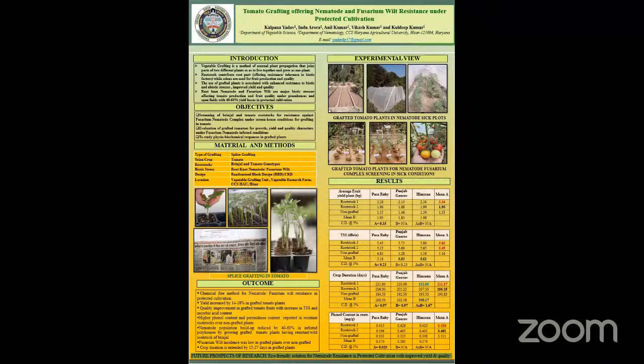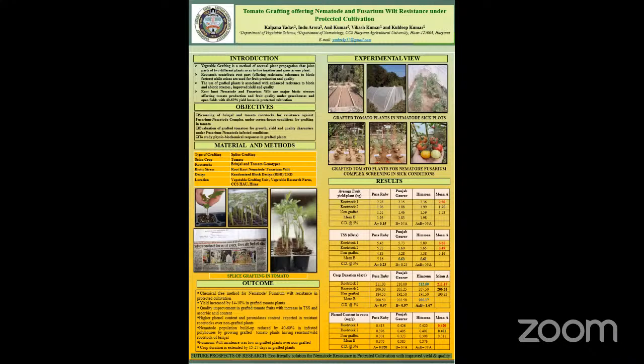The objective of my research: firstly, we have screened different brinjal and tomato rootstocks for resistance against the fusarium nematode wilt complex, and these rootstocks were also pre-screened in different experiments against root knot nematodes. Among these rootstocks, we have chosen two most significant ones which gave better results. We have also evaluated the grafted tomatoes for growth, yield, and quality characters under fusarium nematode infested conditions, and we have also studied the physio-biochemical responses in grafted plants. We have used the splice grafting method.